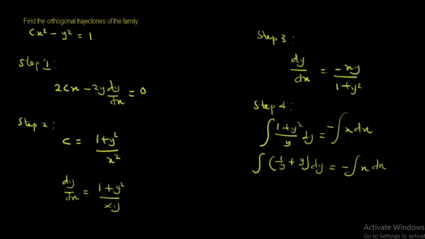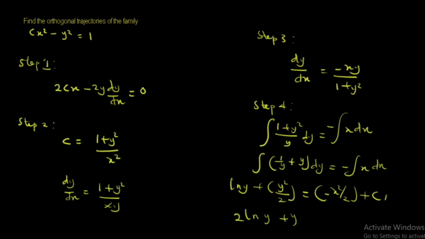Then when you do that correctly, you're going to get that ln y plus y squared over 2 is equal to negative x squared over 2 plus a constant c1. So therefore, when you simplify it, you're going to get 2 ln y plus y squared plus x squared is equal to c1. So therefore, this will be the orthogonal trajectory of this, which is also the family of trajectories. Thank you very much.